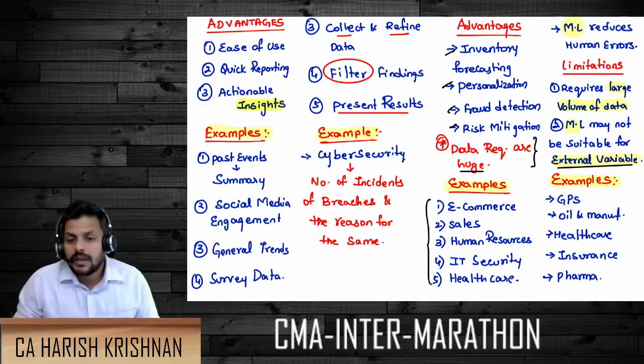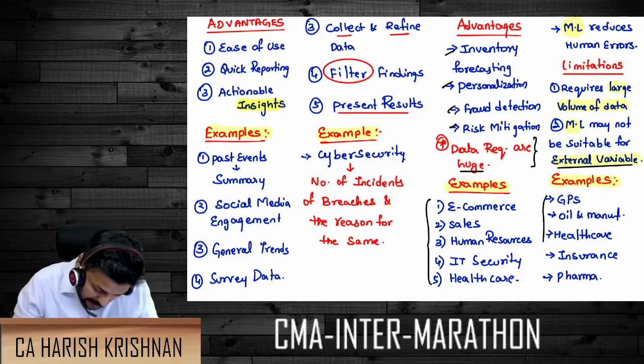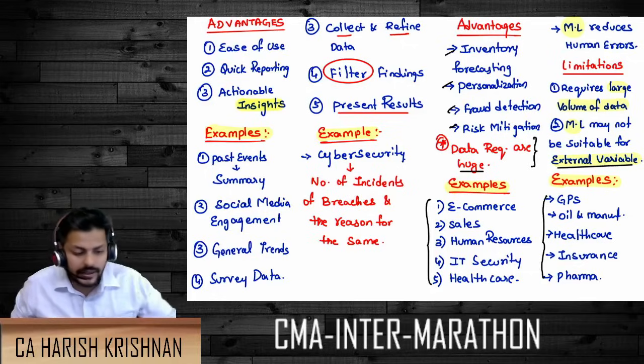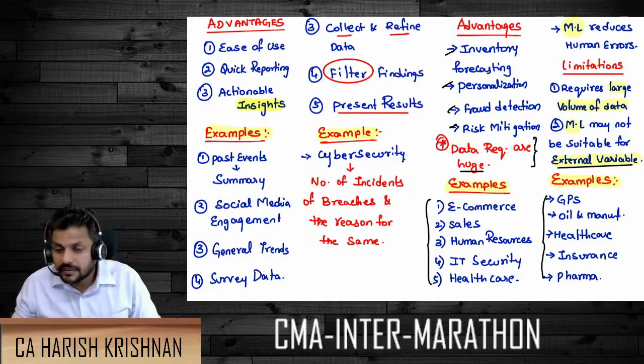So in GPS, oil and manufacturing, healthcare, insurance, and pharma, in all these industries you can use this analysis because a lot of data is available. Prescriptive data analytics, like in maps, when they say GPS, where something is going, where something is not going, depending on that, you can again figure this out.